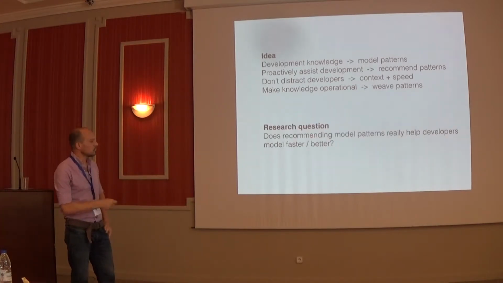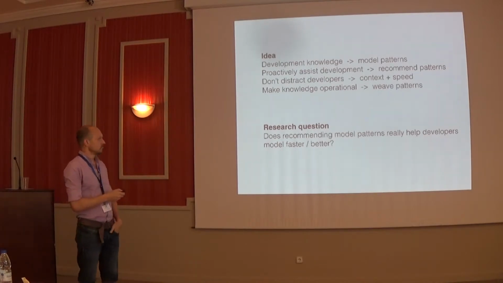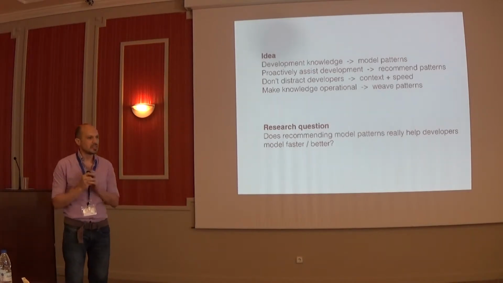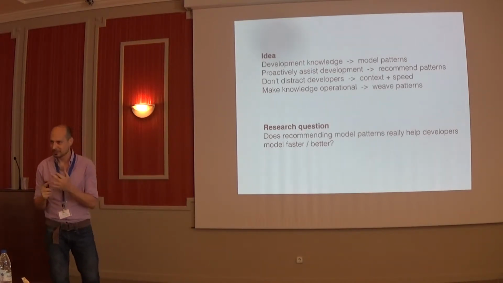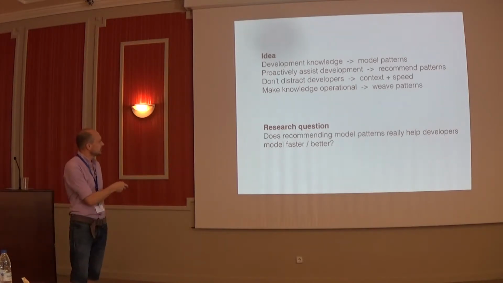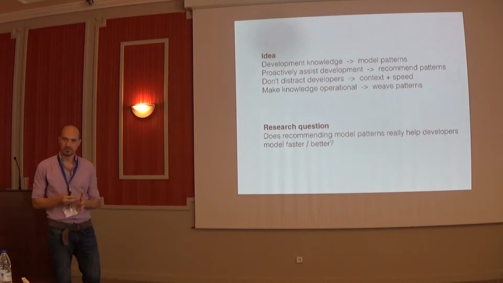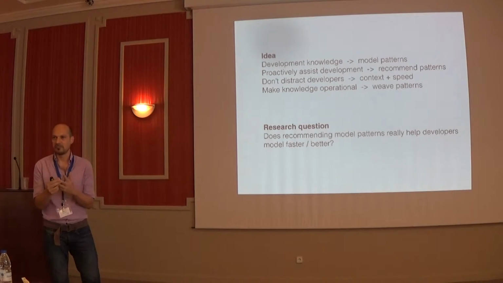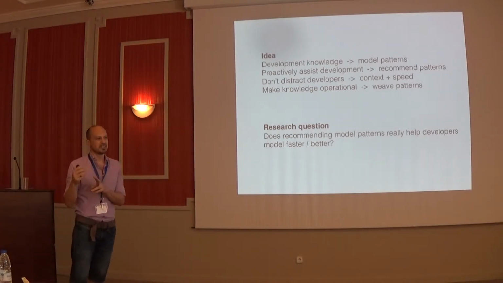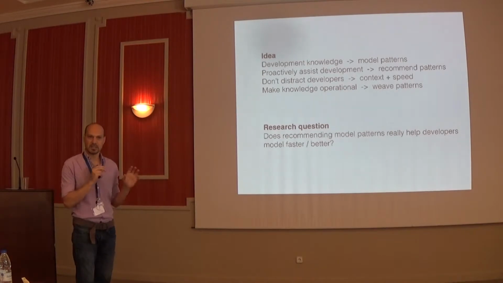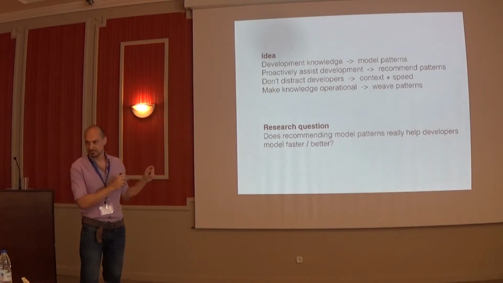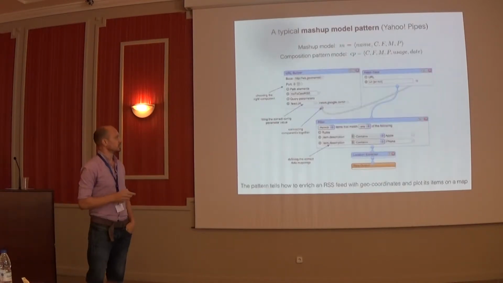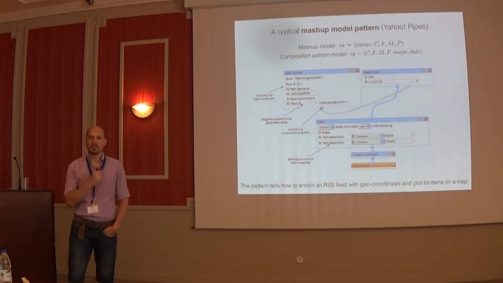So the overall big research question is, of course, can we do it? We can do everything in IT. There are always students asking, can we do it? We can do everything. It's just a matter of time and money, right? The question is, does it really help? If we do it, does it really help developers to either model better or model faster? Faster is easier to evaluate. We looked a bit into the faster. The better, actually, we still would have to test explicitly.